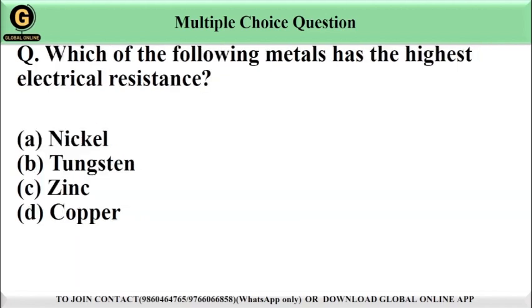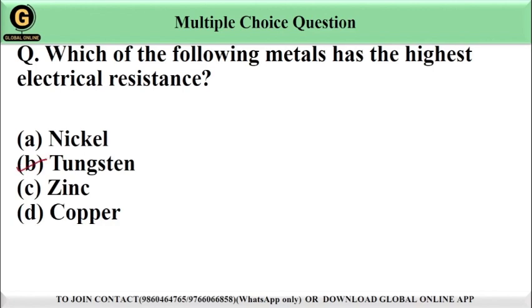We have the next question. Which of the following metals has the highest electrical resistance? Options are given. Option A, nickel. Option B, tungsten. Option C, zinc. And option D, copper. So friends, tungsten has a high electric resistance compared to the other metals which are listed here.